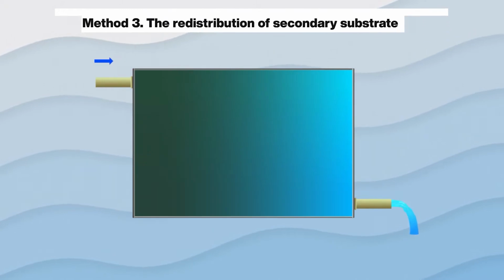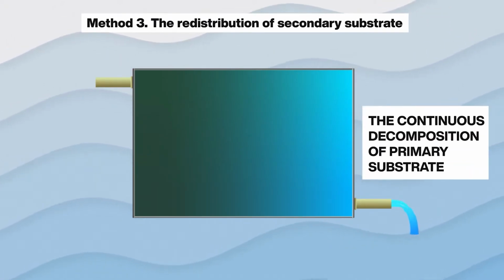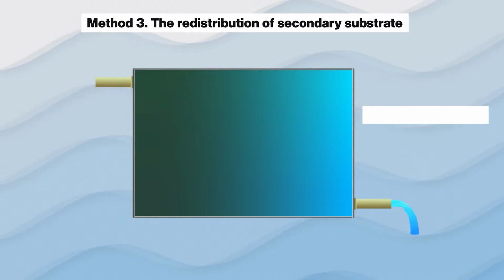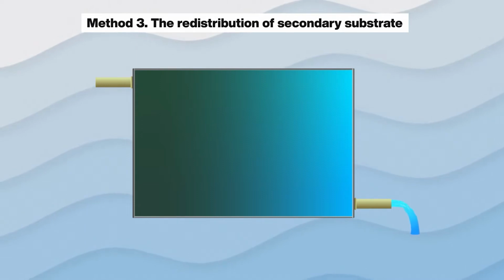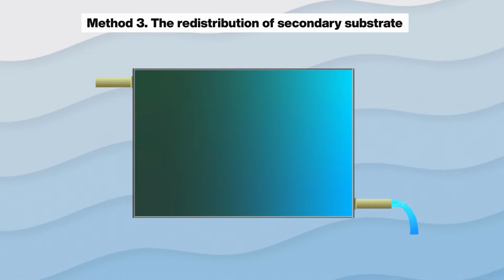The third method deals with the delivery of substrate to a particular wetland zone, where the bacteriocenosis is specific to the recycling of a given substrate. Betsy, what is the source of primary substrate? Wastewaters flowing into the wetland.